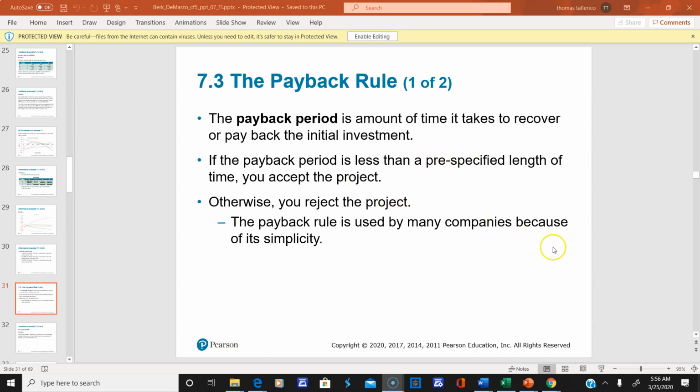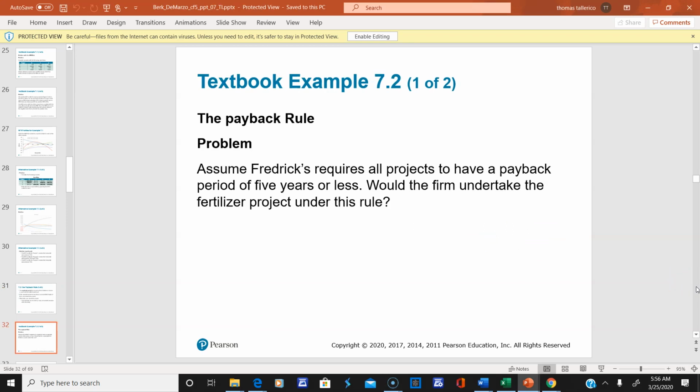Companies use it because it's very simple, but it's got its drawbacks. So if you look at this example here, they all have to have a payback period of 5 years or less. And of course, they don't say what your discount rate is. Would the firm undertake the fertilizer project under this rule?